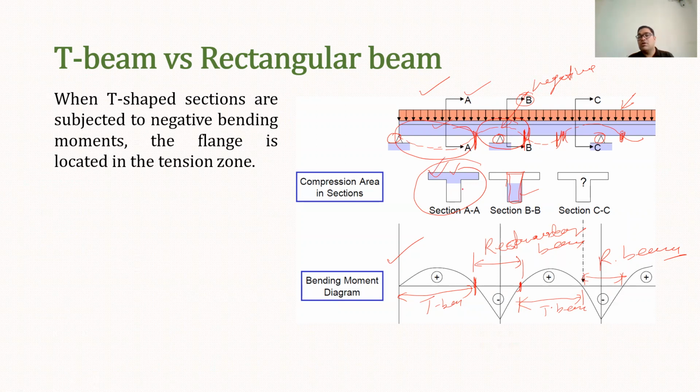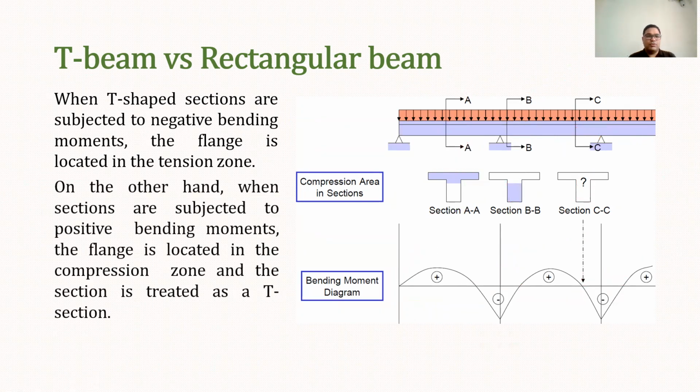Now, if we cut a section at the point where bending moment is changing its sign, what behavior of our beam can we expect? So obviously, to be on the safer side, we will consider that region of our beam as behaving as a rectangular beam. So here, on the other hand, when sections are subjected to positive bending moment, the flange is located in the compression zone and the section is treated as a T section. So that is what I have explained here.